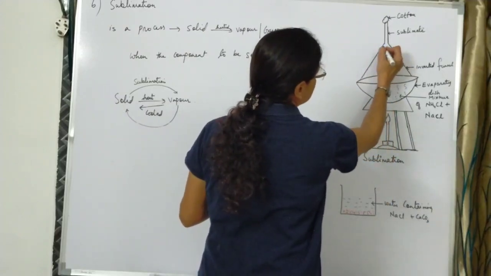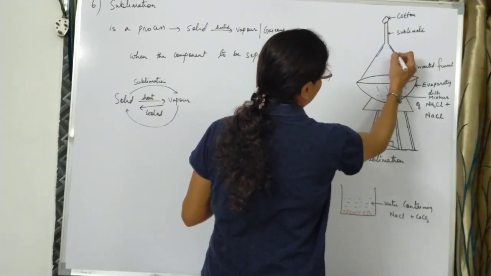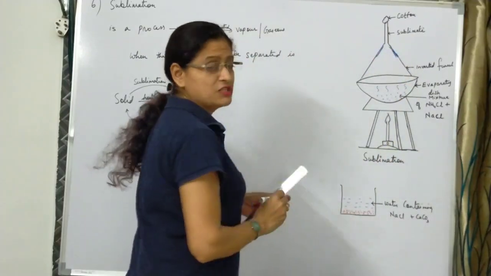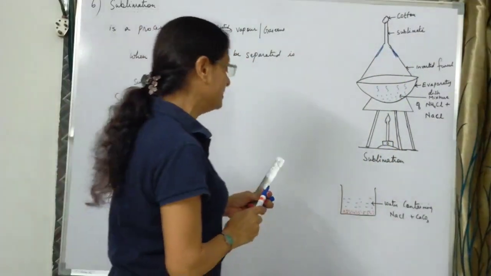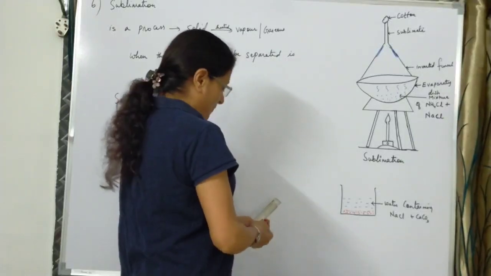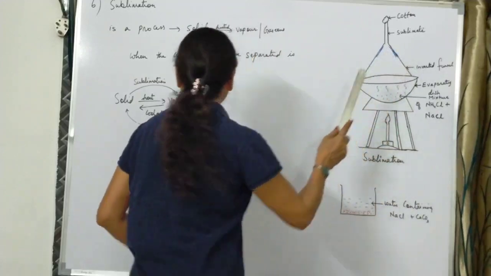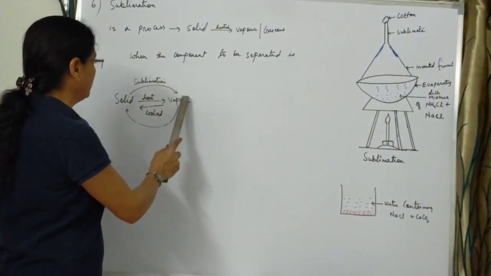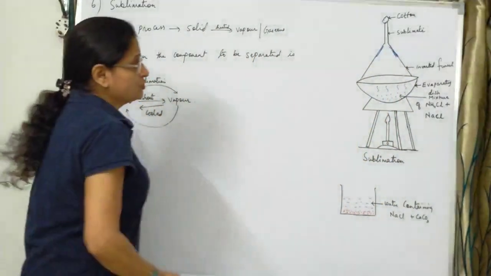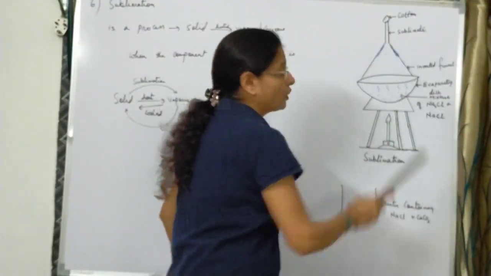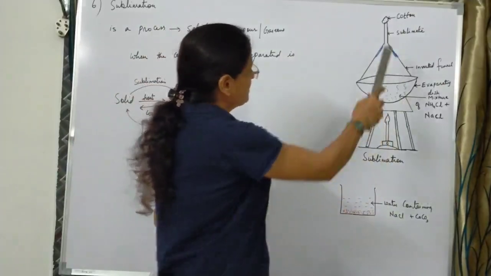The vapors will be coming over here and they get cooled over here, and when the vapors get cooled, all of us know that it undergoes the process of condensation. So the vapors will be getting condensed over here. That means from the vapors we get our solid back. As I told you, when it is cooled we get our solid back.